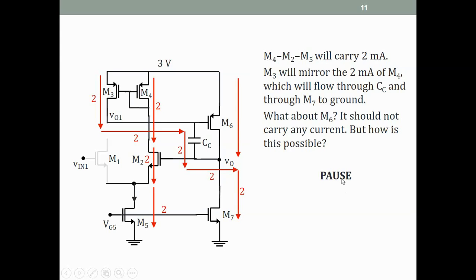So actually I don't think this pause is required, because as you can guess, what's going to happen is VO1 is going to jump and VO is going to jump. Both are going to jump up so that the source gate of M6 drops and M6 carries no current. Alright, so that is what will happen.